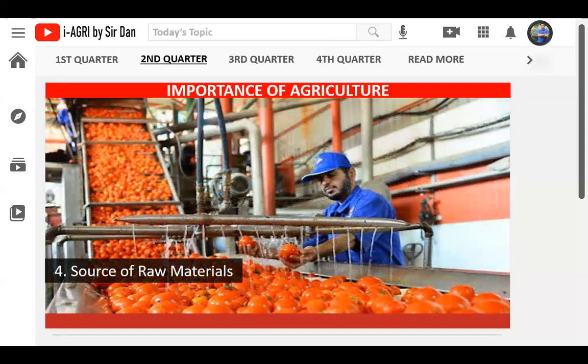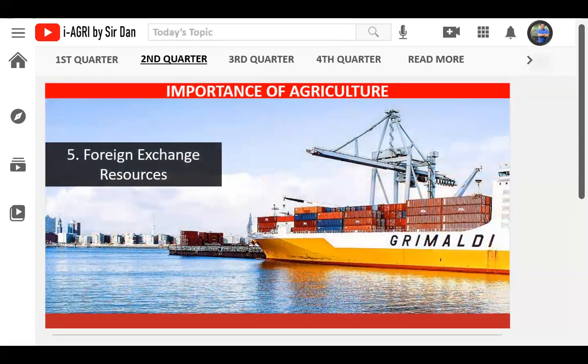Number four, raw materials or the source of raw materials. Some big companies need agriculture materials or raw materials to have a new product that they made. Number five, foreign exchange resources. So we do exporting and importing products. In exporting, we export aquaculture products, especially in the Middle East, because they are our number one client in aquaculture materials because they believe that aquaculture products are all halal food.